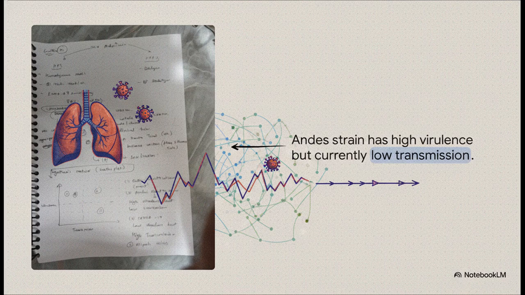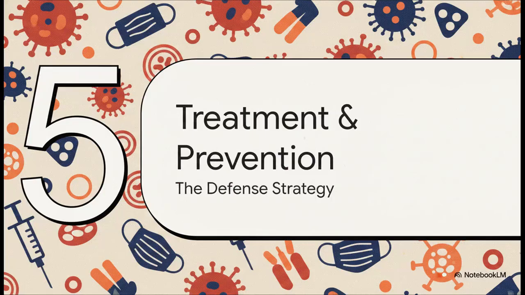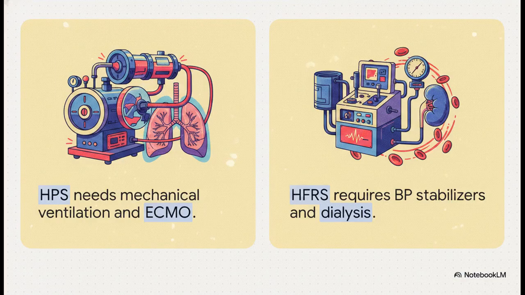The absolute nightmare scenario for global health is what happens if the Andes strain figures out how to inch further to the right on that graph. Let's look at Section 5, Treatment and Prevention, the Defense Strategy. Because these two syndromes attack completely different bodily systems, the treatments have to be highly specialized.